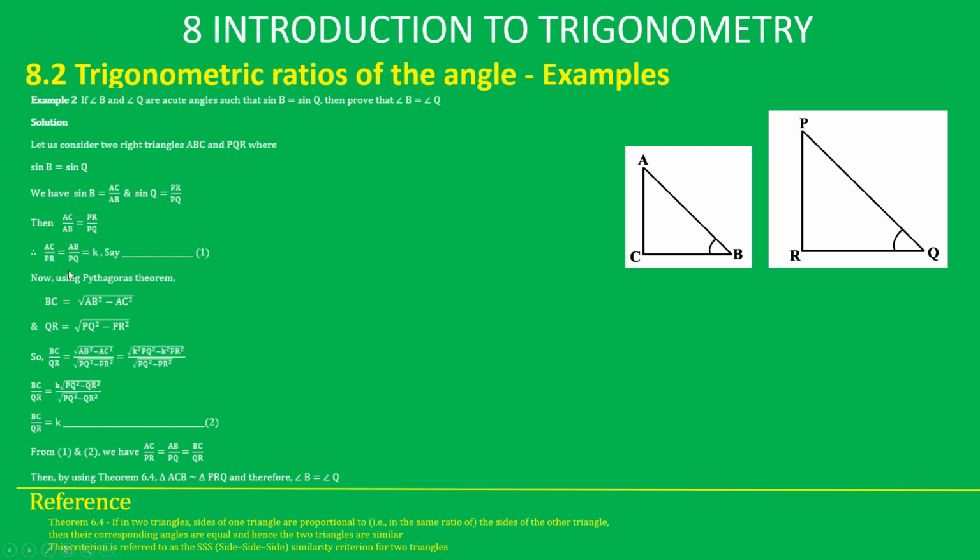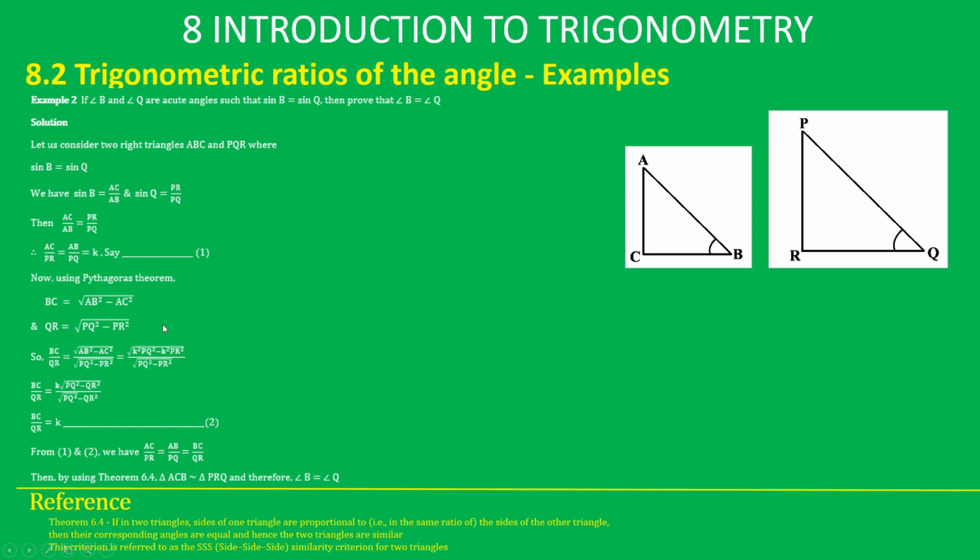Consider these two. Then AC is equal to KPR. That means AC square is equal to K square PR square. And retain this PQ square minus PR square as it is. Then it becomes square root of K square PQ square minus K square PR square divided by square root of PQ square minus PR square. You take out this K, and it becomes K square root of PQ square minus QR square divided by PQ square minus QR square.